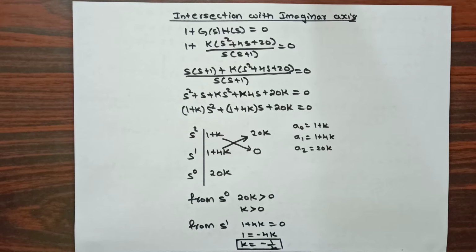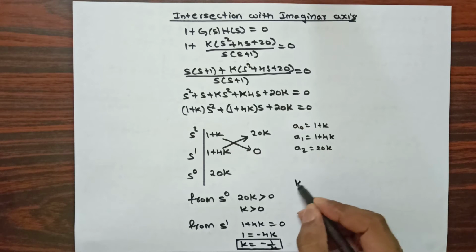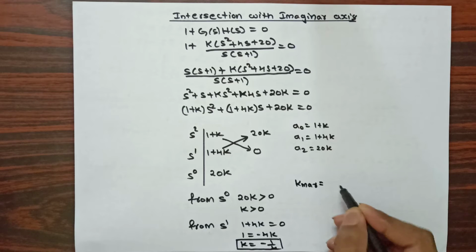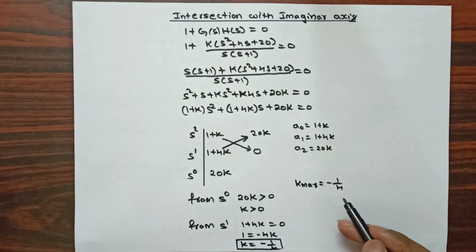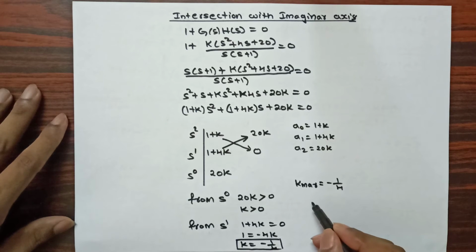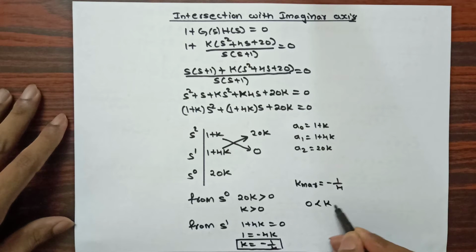So in this I got k is equal to minus 1 by 4, that is k margin is equivalent to minus 1 by 4. K margin is negative. Root locus branches are not intersecting the imaginary axis but always located in the left half of the s plane. Therefore the stability range is 0 less than k less than infinity.